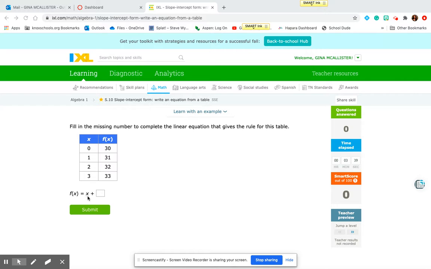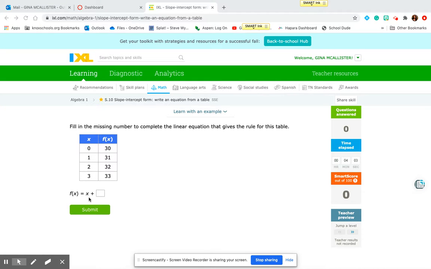So on this equation, remember, we have y equals mx plus b, or f of x equals ax plus b. Same thing. We have f of x in this lesson. So the letter or the number next to your x is going to be your slope, and then the number without the x or variable is going to be your y-intercept. So in this one, they're looking for a y-intercept.